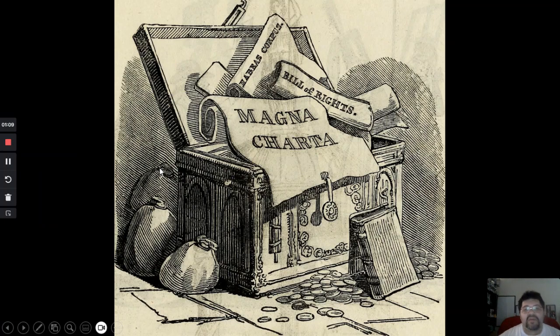So here's your warm up picture. If you notice in the picture, there's three documents on the inside of the chest. But if you look on the outside, there are coins, which we could only assume is gold, and three bags, more likely of gold, on the outside. Isn't a chest supposed to keep things safe? Why aren't those gold on the inside? Why do they have those documents on the inside and the gold on the outside?